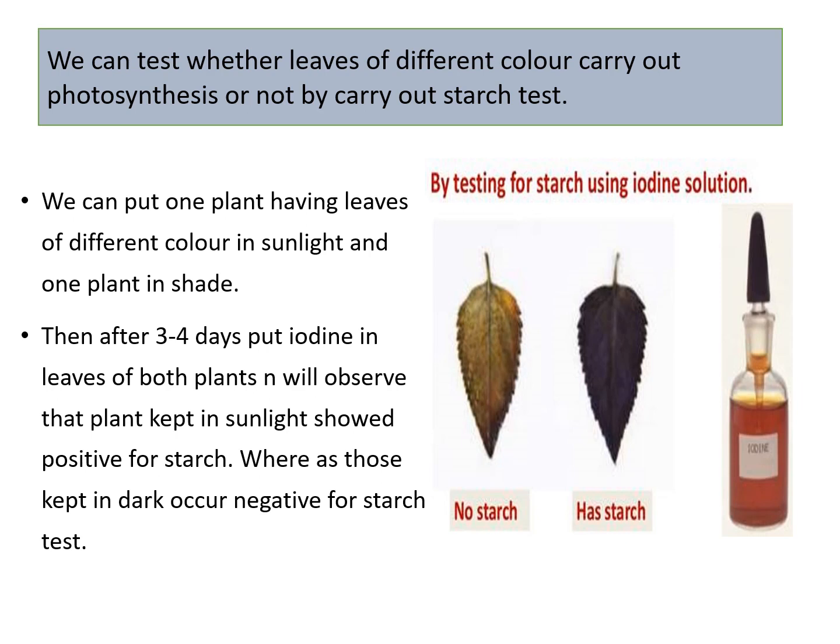So the plant kept in sunlight will produce starch, and when iodine reacts with the starch it gives a blue-black color. This leaf which has starch will show a positive starch test, and the other leaf which is kept in the dark will not produce starch as there is no light, so no photosynthesis occurs, and this will show negative for starch.